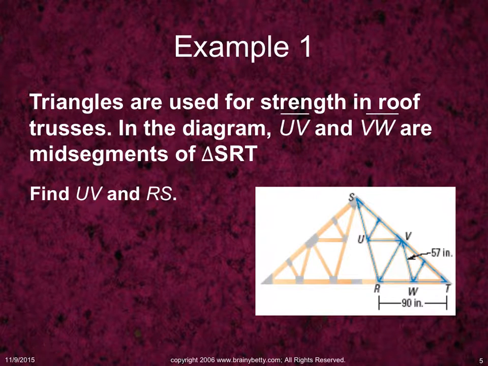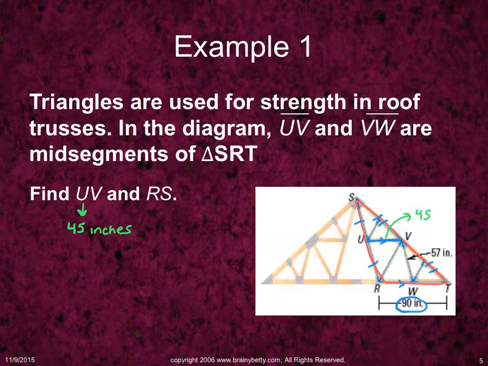All right, so example 1 says triangles are used for strength in roof trusses. In the diagram, UV and VW are midsegments of triangle SRT. Find UV and RS. So in this triangle, which is SRT, it's saying that UV is a midsegment, which means it intersects this side at its midpoint, this side at its midpoint. It also means it's parallel to this side and half its length. So if the length of the large side is 90, then that means UV would be 45, or half its length. This time it gives you a unit, so it's 45 inches.